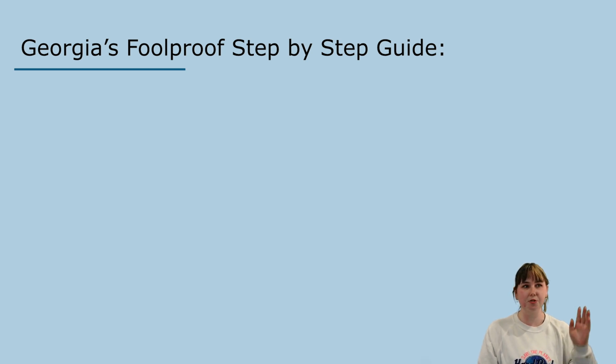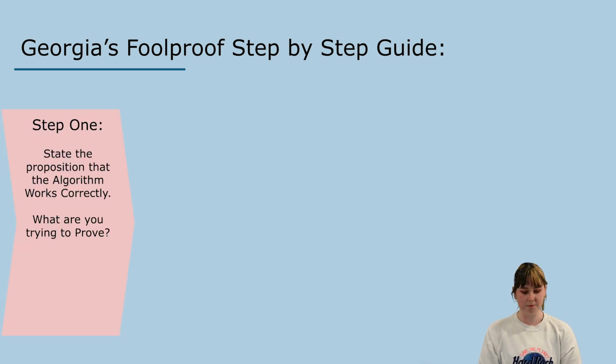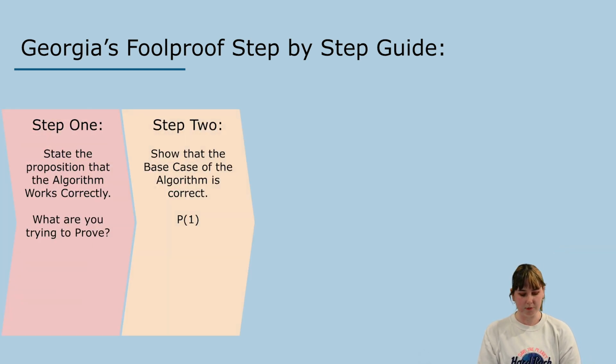So, George's foolproof step-by-step guide to understanding proof by induction. Step 1 includes stating that the algorithm works correctly and what we are trying to prove. So we need to explain a little bit about what the algorithm is meant to do so that we know what we're actually proving. Step 2: show that the base case of the algorithm is correct. So in this case, it's P of 1, or whatever the algorithm is of 1, and we're just trying to say that this one is correct. And we can do a bit of explaining for how we get there.